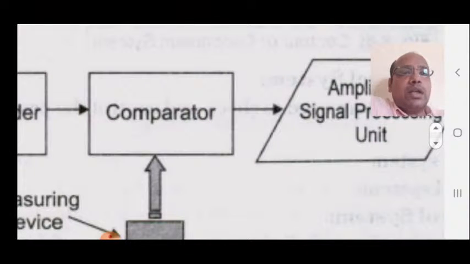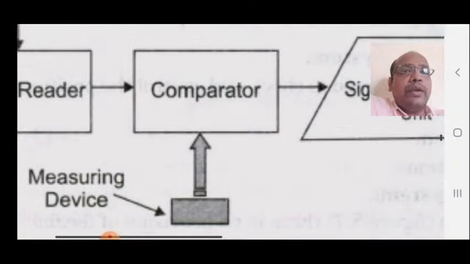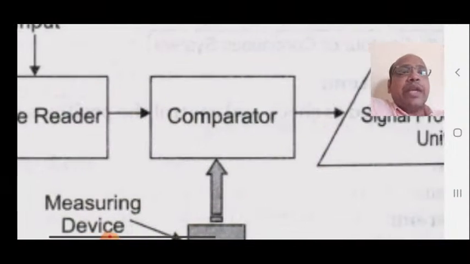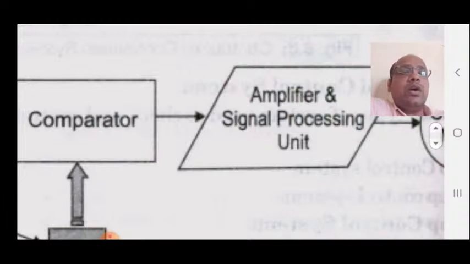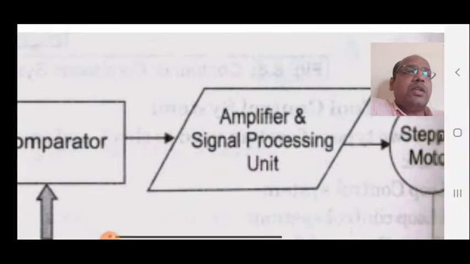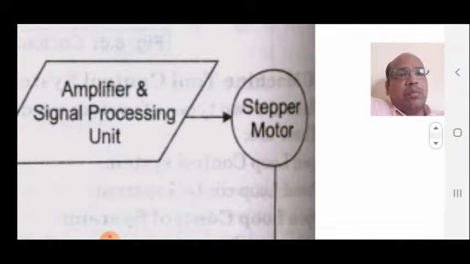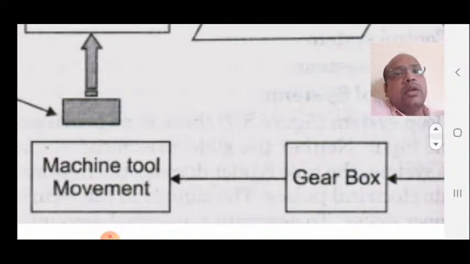Now what does the comparator do? The comparator compares the actual machine tool movement and the given machine tool movement in the tape reader. If there is a little difference between actual motion and given motion, the comparator once again passes the instruction to the amplifier and signal processing unit. Once again the stepper motor is rotated, it controls the gearbox motion, and the machine tool movement is controlled.